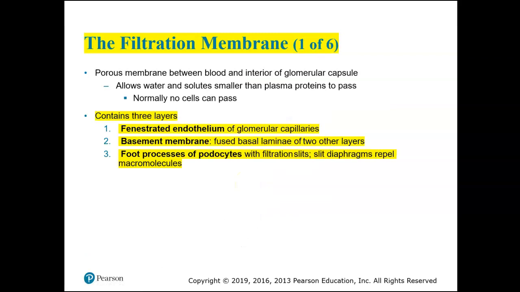The filtration membrane itself is really the portion of the glomerulus, or the blood capillaries, that are in contact with the Bowman's capsule, the portion that the blood is filtered through. So there are 3 layers. First of all, the fenestrated endothelium of the glomerular capillaries. Now, endothelium is just the name for the lining that forms the capillaries.